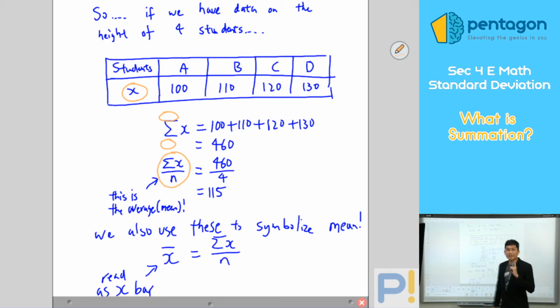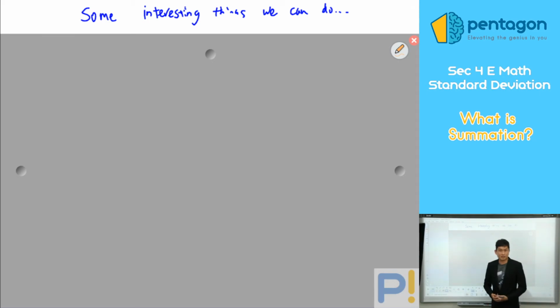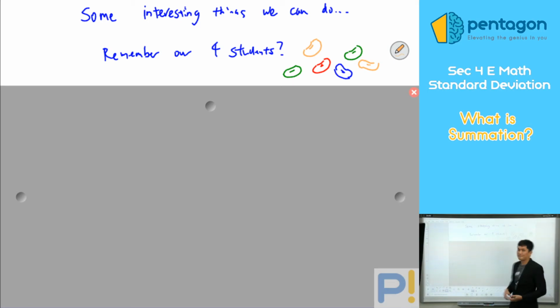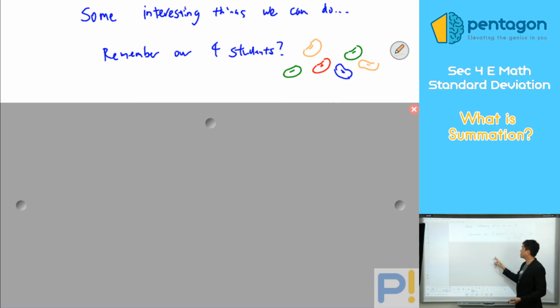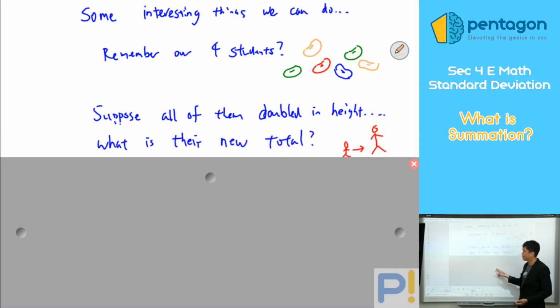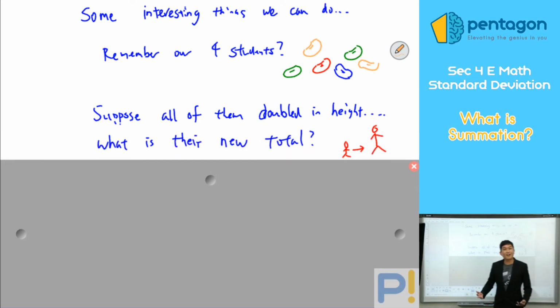One more interesting thing that I need to tell you before we move on to the derivation of the standard deviation formula, and that is an interesting thing about the summation operation. Suppose our 4 students found some magic beans. You know, Jack and the Beanstalk, magic beans. And all of them ate the beans, and somehow their heights doubled overnight. So now I have to find the new mean, the new average of their heights.